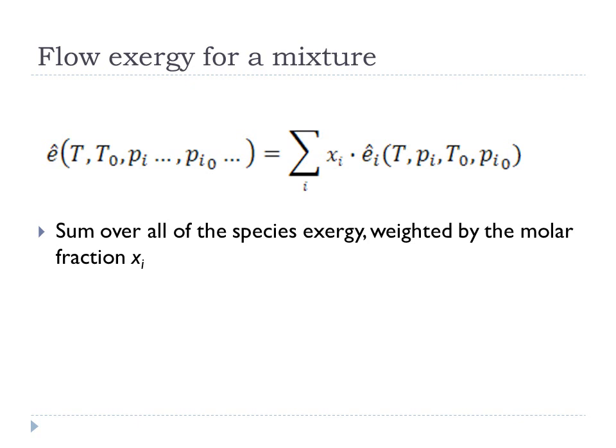So let's use an example here. If we had a 50-50 mixture of nitrogen and oxygen flowing into a control volume, and the total pressure were 2 atmospheres of a 50-50 mixture flowing into a control volume, then of course the mole fraction in this equation is going to be 50% for each of those species.